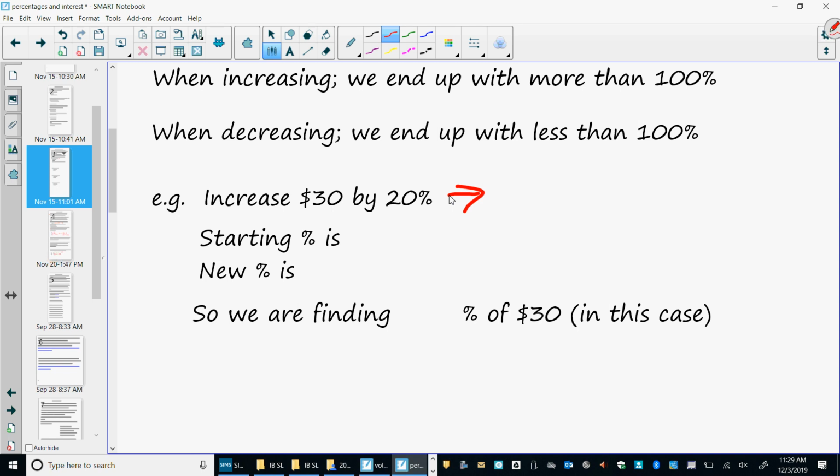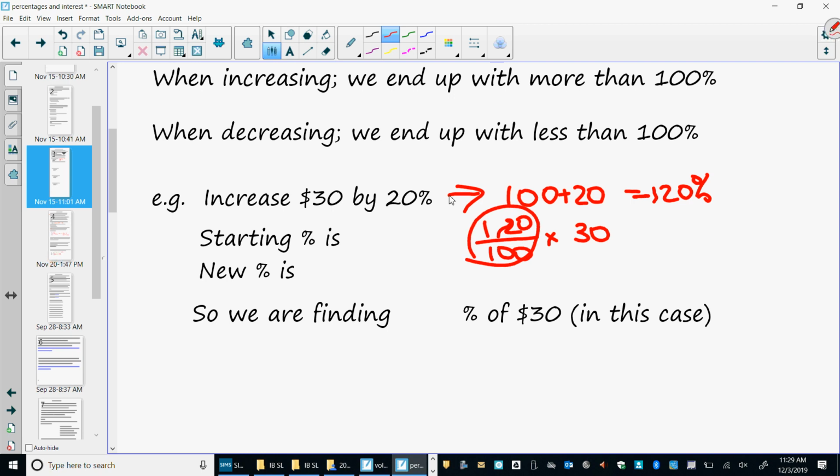So you do 100 plus 20 to get 120, and then you do it over 100. Good, awesome. So for a percentage increase, we have 120 over 100 multiplied by 30. Who can tell me what 120 divided by 100 is? Without using a calculator, you should be able to do it just like that. Anyone can do this, whether they understand percentages or not. 120 divided by 100.